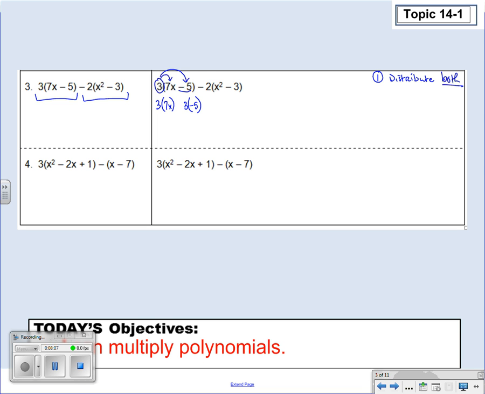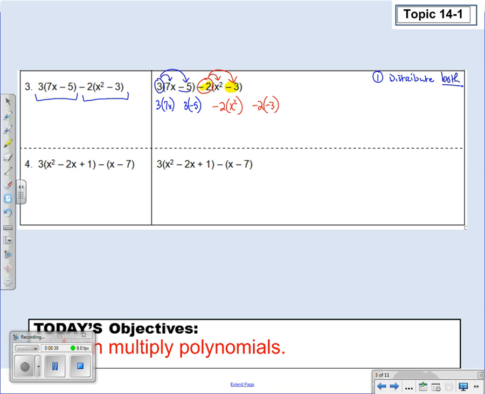Our second thing to distribute is this negative 2 out front. It is going to go into the x squared minus 3. So again, notice how we are taking the sign with the number. So negative 2 times x squared. And then we have a negative 2 times, and we have again a negative 3. So we have to put a negative 3 in the parentheses.